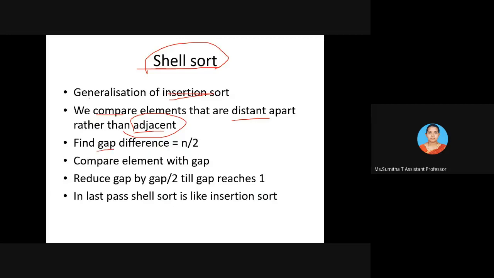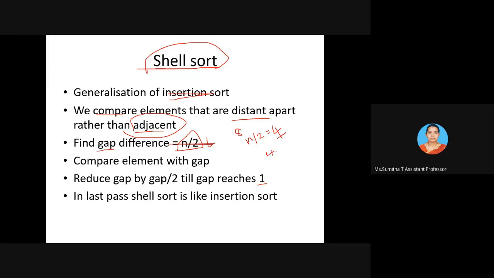How can we find the gap? The formula is n by 2. If we have n number of elements, say 8 elements, then we divide by 2, that is 4. We'll see with the example. Compare the elements with the gap, reduce the gap by half, and repeat the process until we reach 1. If n is 8, then we make the gap 4 and compare the elements in the first pass.